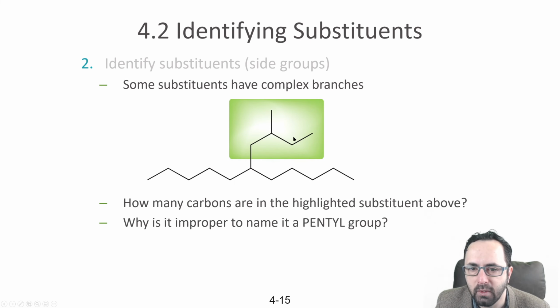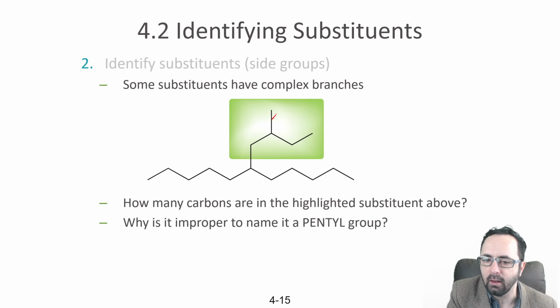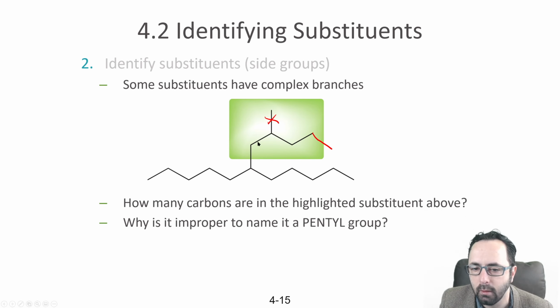Now, some of these substituents are quite complicated. They essentially have their own substituents, and so that gets complex. This contains 5 carbons, 1, 2, 3, 4, 5. But we can't just call it pentyl. Pentyl would be if instead this wasn't branched, but it just kept on going. This would be pentyl. 1, 2, 3, 4, 5.